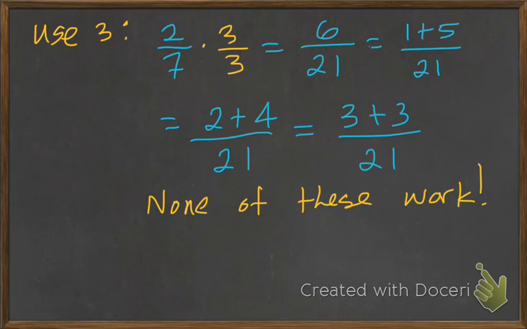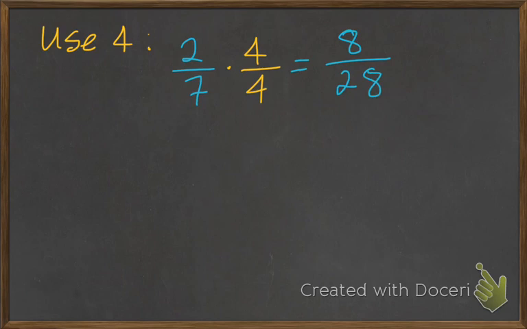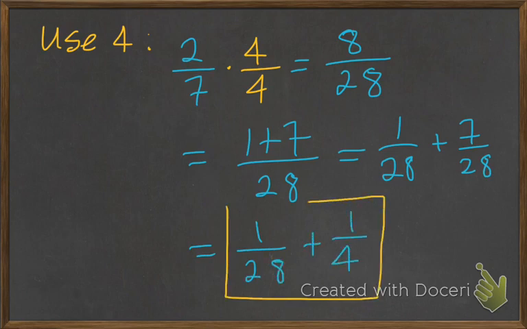So notice I used 2, I used 3. The next number would be, you got it, 4. So you multiply 4 over 4. 4 times 2 is 8. 7 times 4 is 28. So now I want to break 8 up into 1 plus another number. 1 plus 7 is in fact 8. So I end up with 1 over 28 plus 7 over 28. 7 will divide evenly into 28, so I get 1 over 28 plus 1/4.